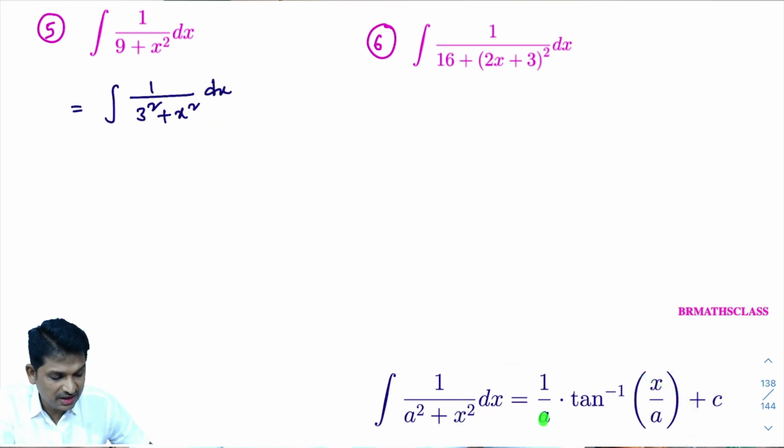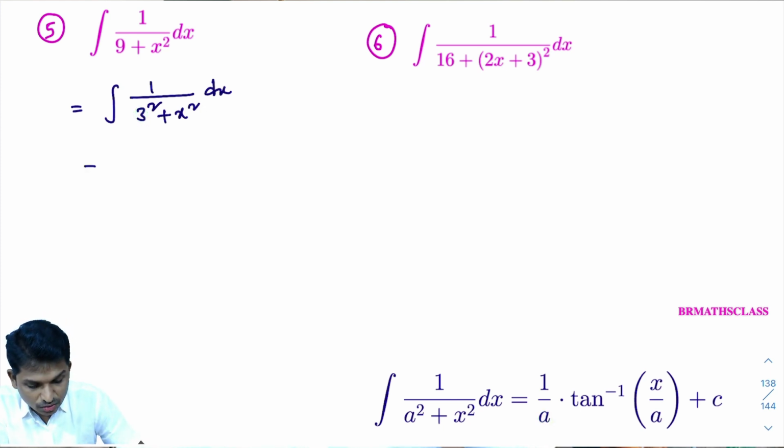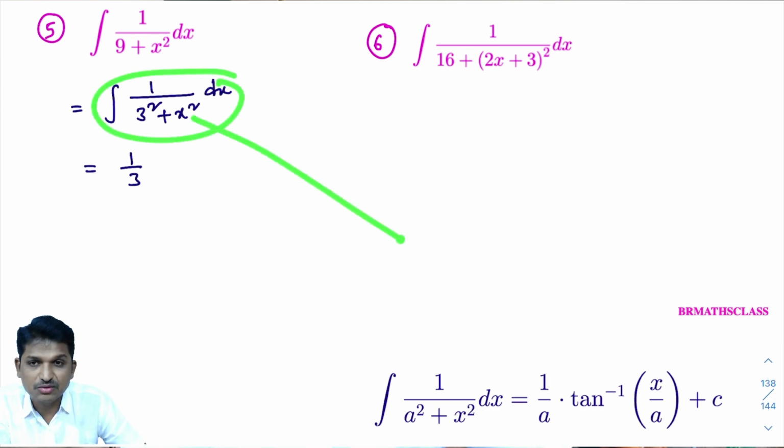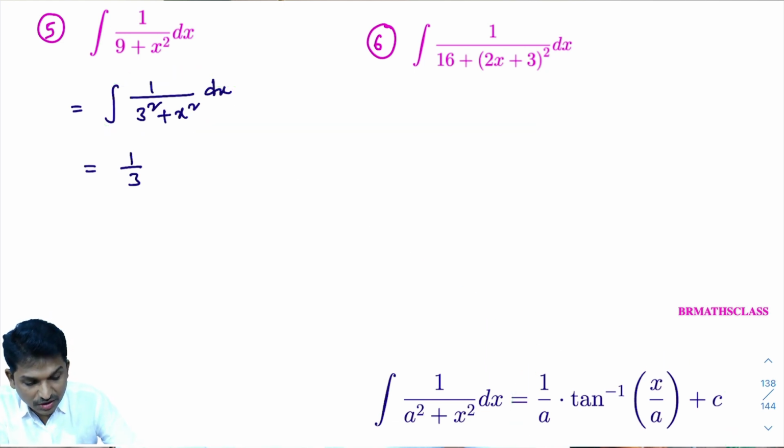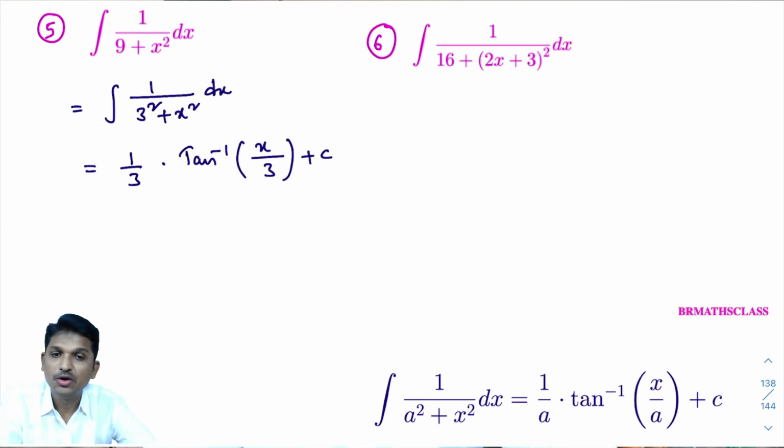Direct. 1 by a. First identify what is a. A square plus x square, a is 3. Okay. That equals, what is the formula? Integral of 1 divided by a square plus x square dx formula is 1 by a into tan inverse of x by a plus c. 1 by a into tan inverse of x by a. What is x here? x is x only. a is 3, plus c. That's it. Over. Right? Direct.